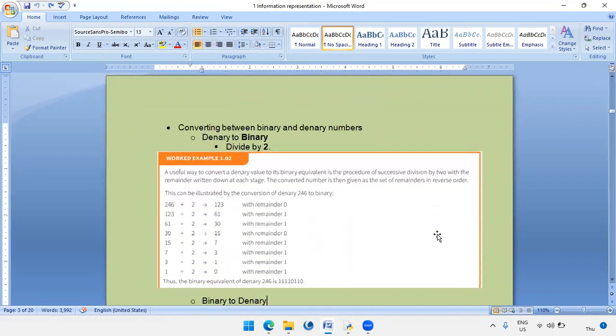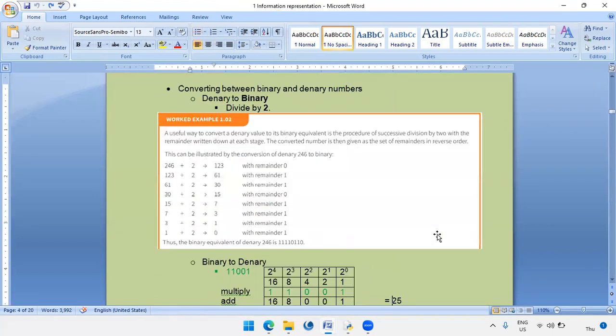All right. Now it's come to converting between binary and denary numbers. Denary to binary, divide by 2. You already know about this. The useful way to convert a denary value to its binary equivalent is the procedure of successive division by 2 with the remainder written down at each stage. The converted number is then given as the set of remainders in reverse order, that is, from bottom up.